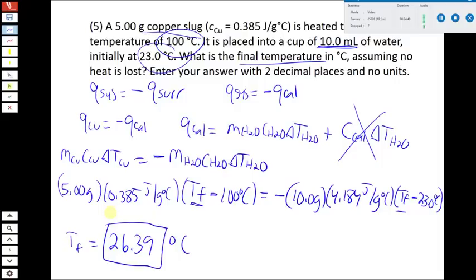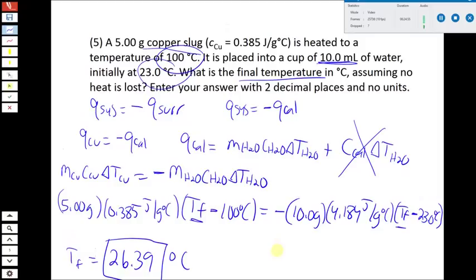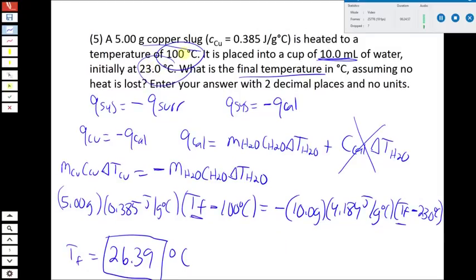The other thing to keep in mind with this problem is that whenever you're doing a problem like this where you're solving for final temperature involving any sort of heat transfer process, your number should be in between the two initial temperatures. So the initial temperature for water was 23, the initial temperature for copper was 100, so your temperature that you solve for at the end should be in between those two. If it's not, then you can know right off the bat that you made a mistake. All right, so that's how we're going to approach this one.